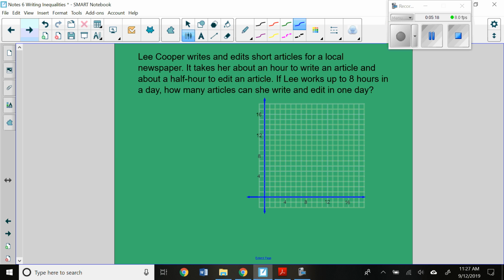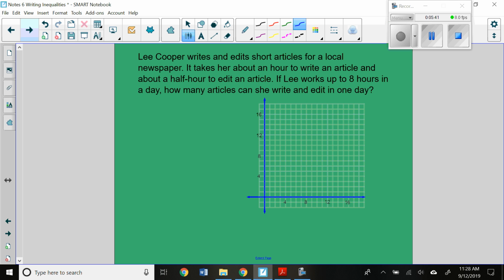All right, so I want you to try this one completely on your own. I'll read it to you. Lee Cooper writes and edits short articles for a local paper. It takes her about an hour to write an article and about half an hour to edit an article. If Lee works up to 8 hours in a day, how many articles can she write and edit in one day?